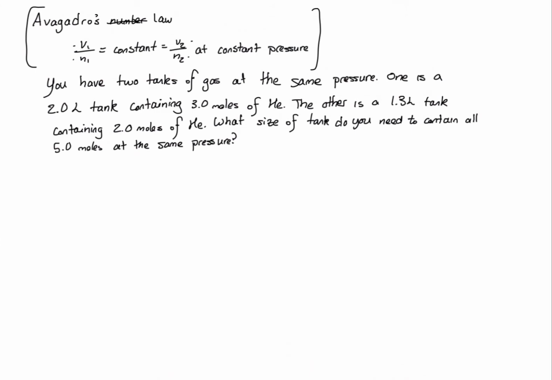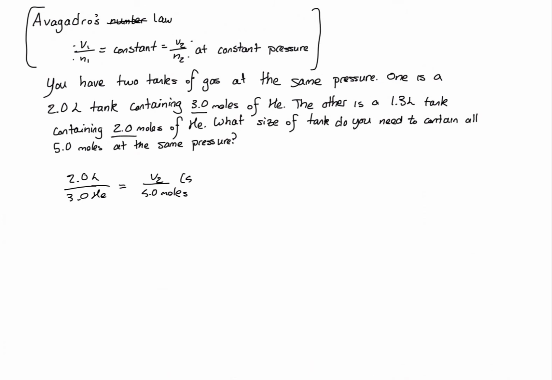We're solving for V2. That means we need to pick one of our current tanks to serve as V1 over N1. And I'm going to pick the 2-liter tank. So we have a 2.0 liter tank, and it contains 3.0 moles of helium. Now, we can just ignore the other tank for the moment because it is at the same pressure, which means that if we used it, we would get the exact same answer. We're going to set this equal to our unknown final volume, V2, over our known final moles, 5.0, which is just combining our 3 moles here and our 2 moles here.